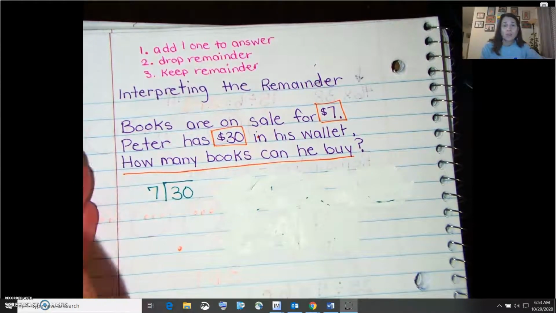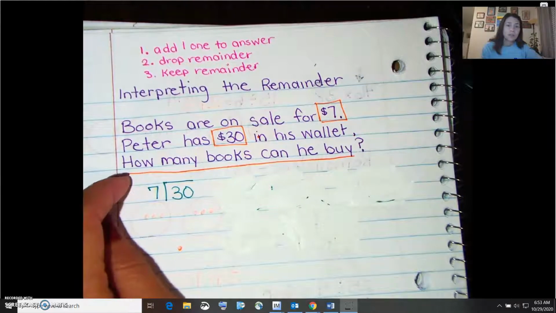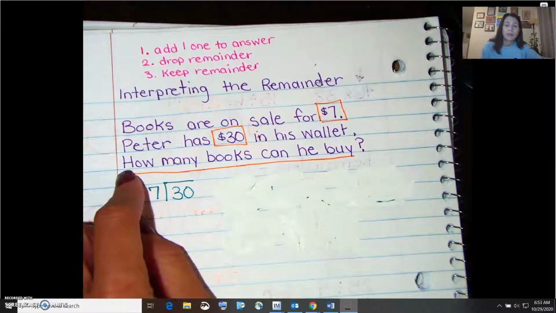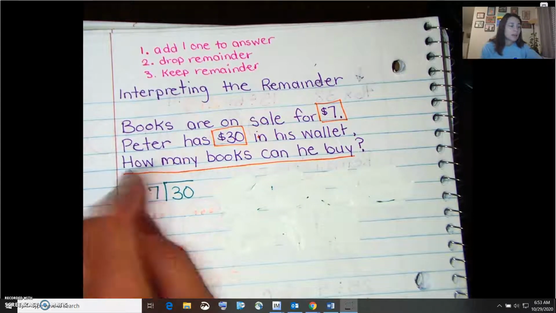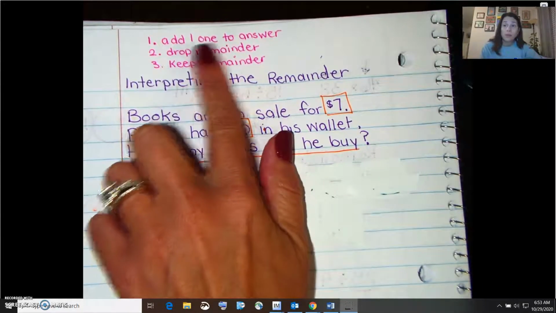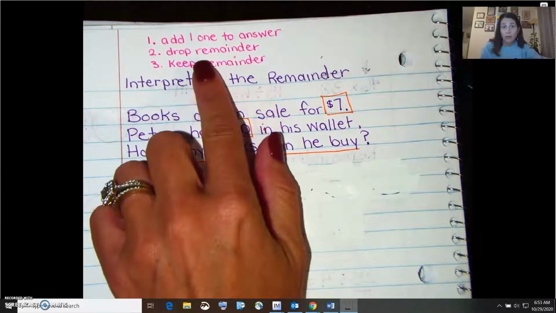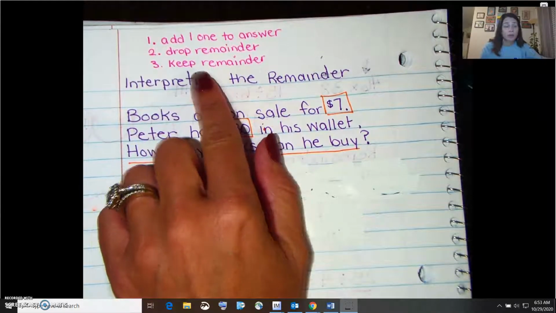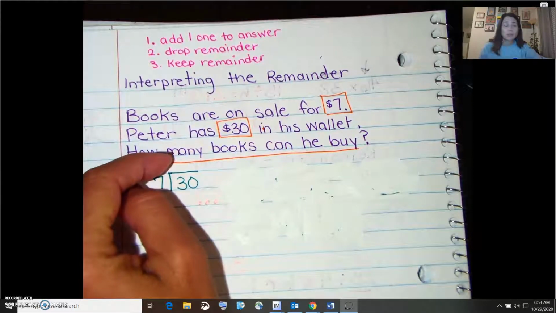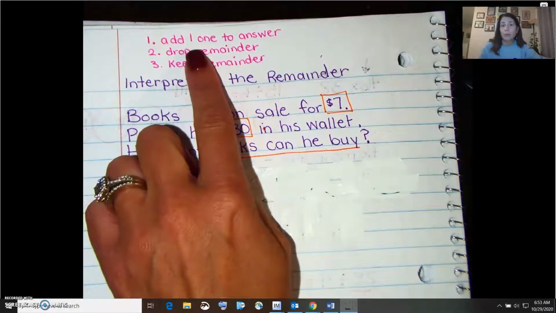Yesterday we were finding the remainder. Now we've got to figure out, when we're answering questions, for example, how many books can he buy, if we have to add one to the answer for it to make sense, if we just drop the remainder, or if we keep the remainder. For example, if we're buying books, can we buy 7.3 books? No. So on that one, we would drop the remainder.